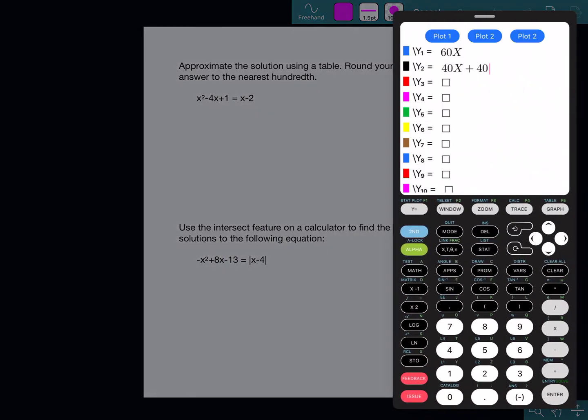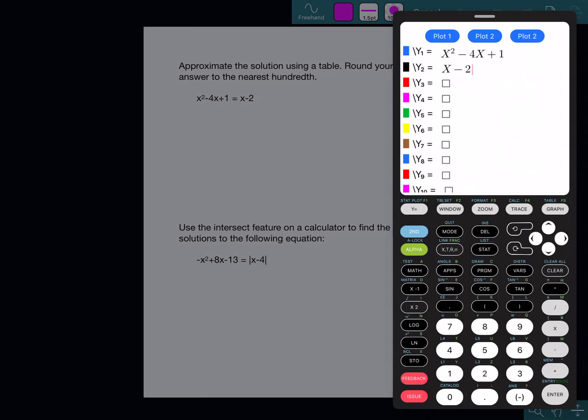Alright, so there's a few other things you can do with your calculator. Another thing we can look at is approximating the solution when the answer isn't a nice clean integer. And you should always check by plugging in to see if you've got a nice integer. So here's an equation. I've got x squared minus 4x plus 1 equals x minus 2.